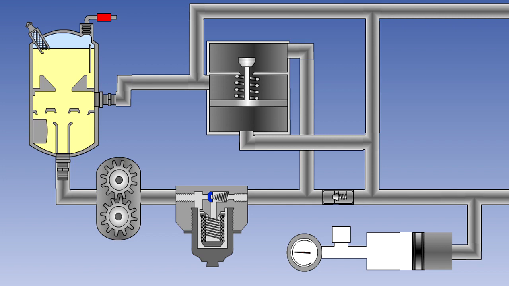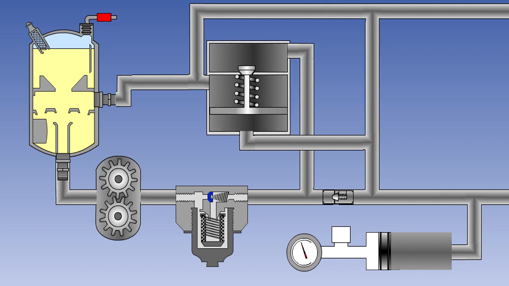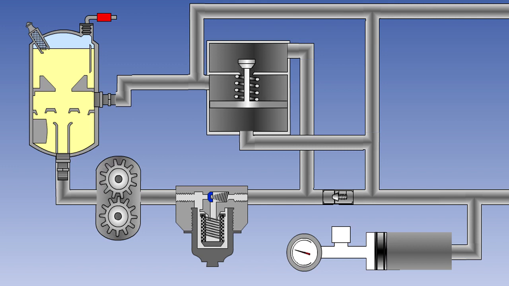Incorrect precharge pressure of the main accumulator can cause the automatic cutout valve to cut in and out too frequently. This may cause rapid fluctuations of system pressure, which can be felt and heard as hammering in the system. This can rapidly cause damage to the system if it is not dealt with.